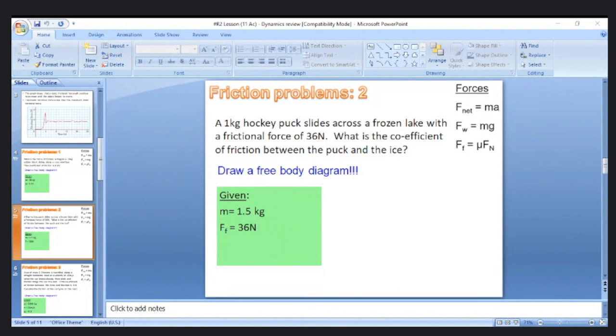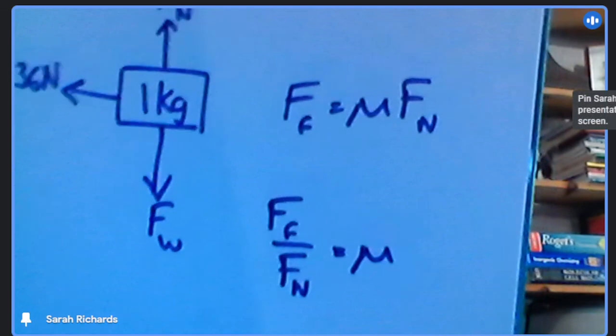So this time I'm trying to find out what the coefficient is rather than what the frictional force is. I know what the frictional force is, so I need to rearrange my equation to be able to solve that. So let's just rearrange that equation. So I've rearranged that equation.